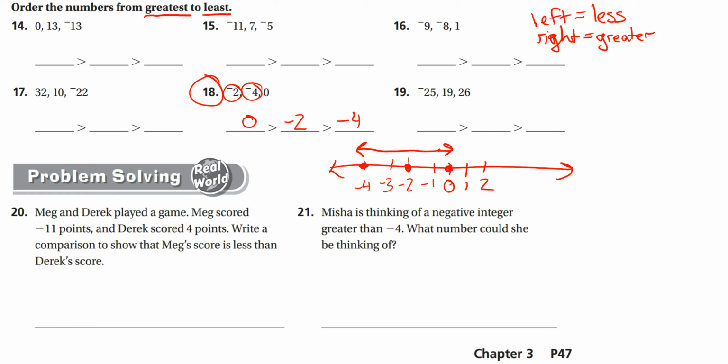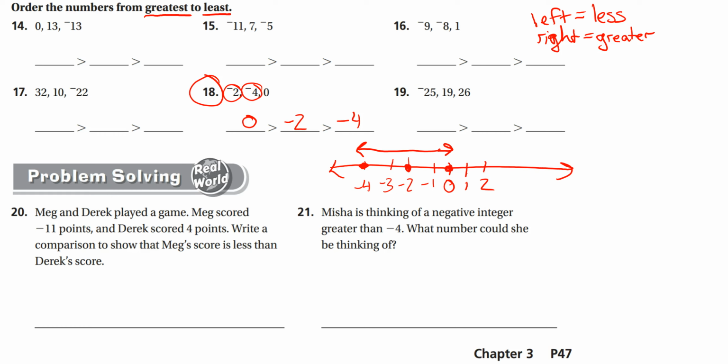Now, of course, if you can visualize these numbers on a number line and do them without the number line, that's fine. But make sure you've done it with the number line multiple times and can do it correctly before you try to start doing it without a number line. Okay.